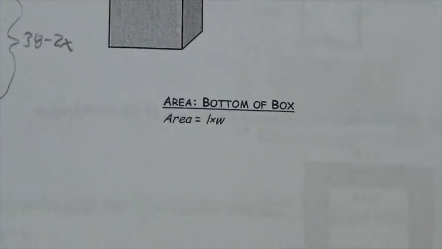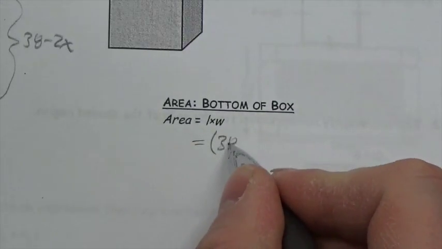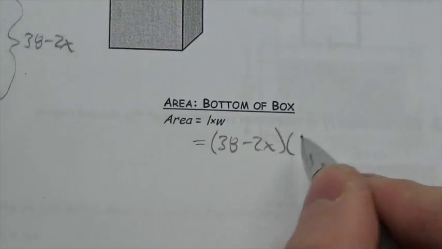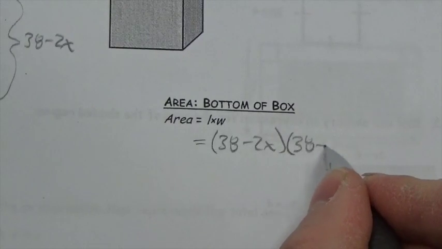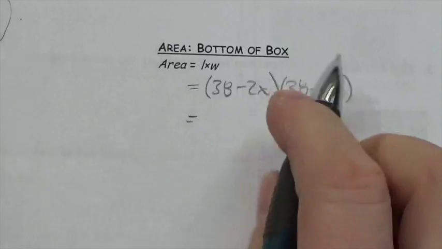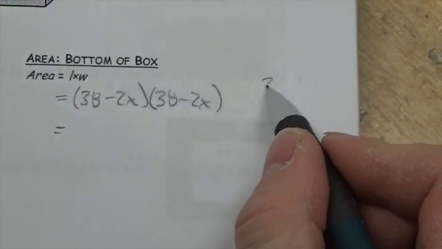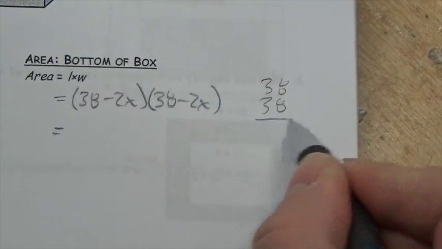Okay, now area is length times width. So it's going to be 38 minus 2x multiplied by 38 minus 2x. All right, now 38 squared, because I have to multiply that through here. Now I don't have a calculator handy, so I'm just going to quickly do this over here.